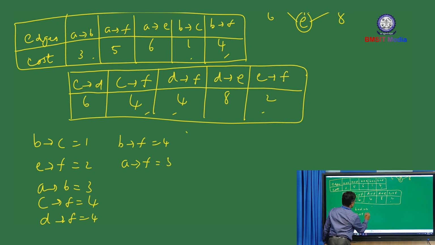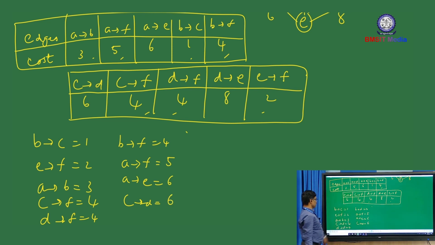A to F is 5. Now this is also over. Now the remaining is nothing but the 6, A to E. 6 over, this one over. Next C to D. C to D is 6.